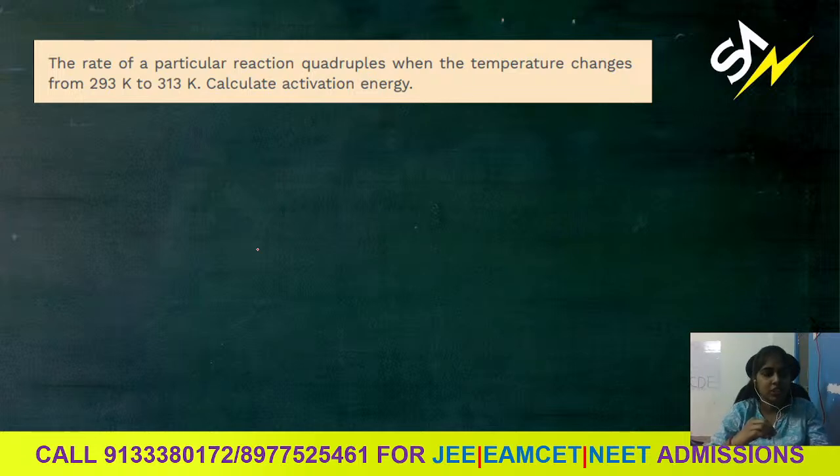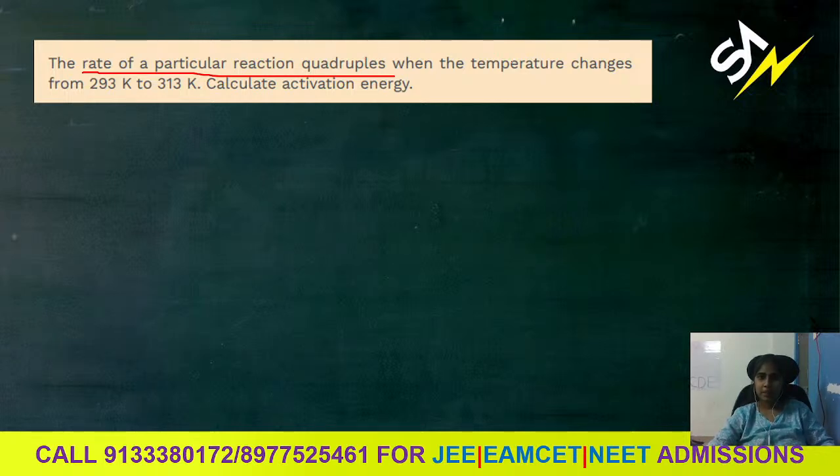One of the questions is: the rate of a particular reaction quadruples when the temperature changes from 293 Kelvin to 313 Kelvin. Calculate its activation energy. So we have already seen the formula to calculate the activation energy, right? So what is exactly given in the question? The rate of a particular reaction quadruples. It means it is increased by 4 times. So quadruple means increased by 4 times.